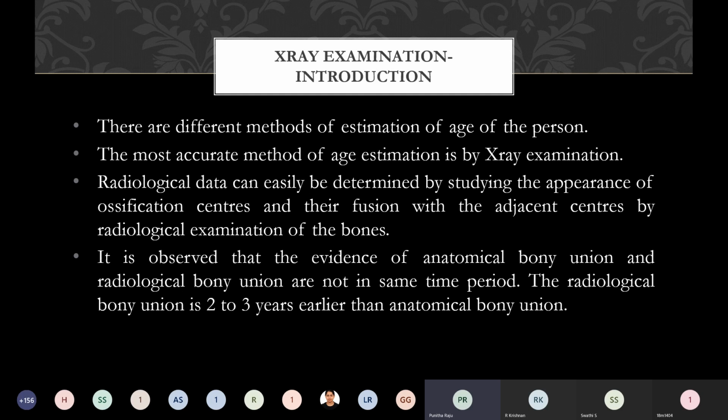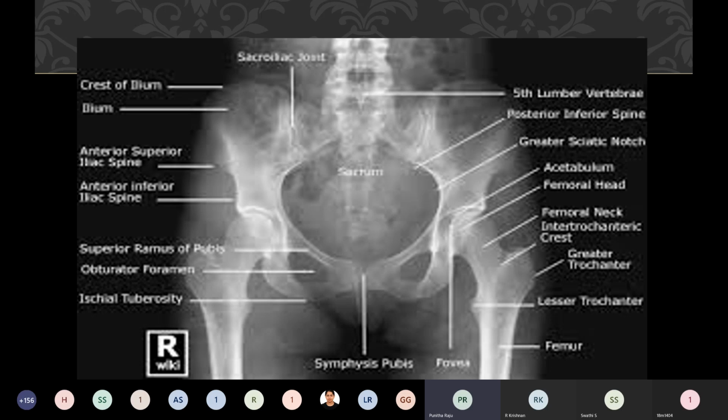For the pelvic joint, everybody knows the appearance and fusion of the iliac crest, because in the theory and the practical internal assessment, most of you answered that part. So in the X-ray, how do you find out whether it has appeared or fused? That part I'll be discussing.